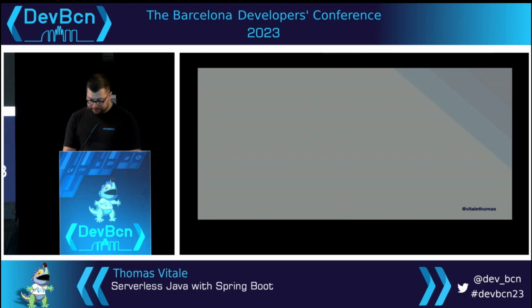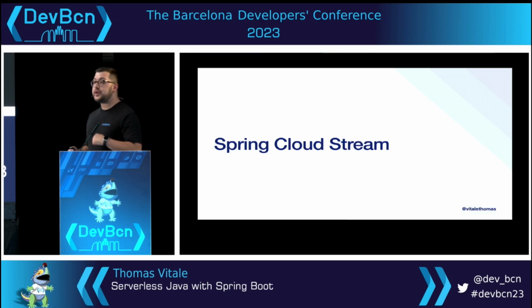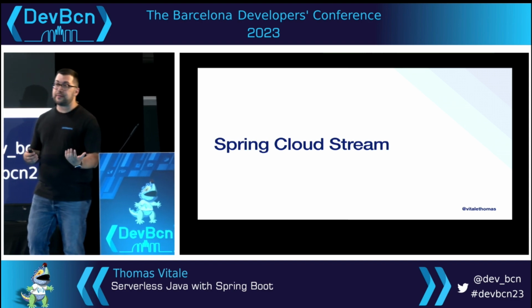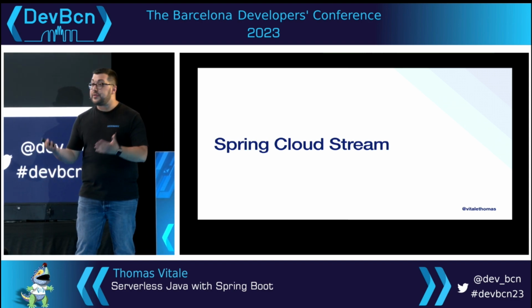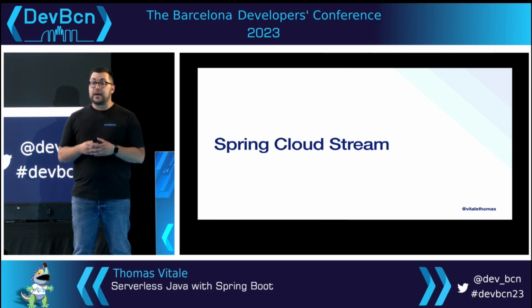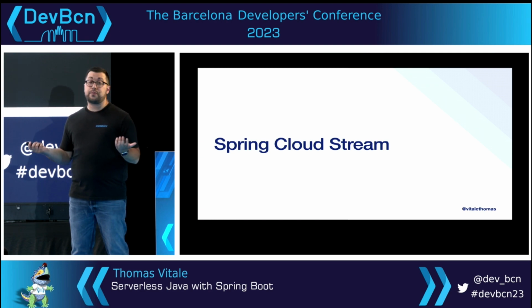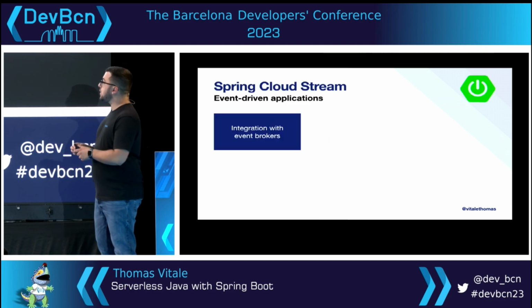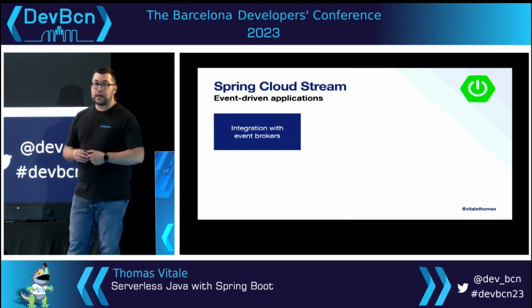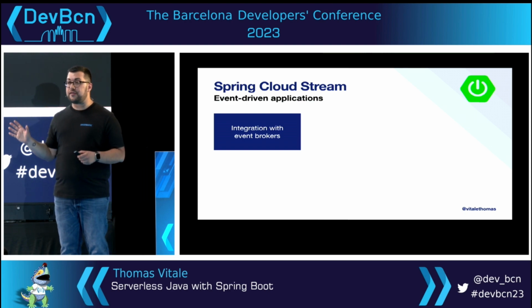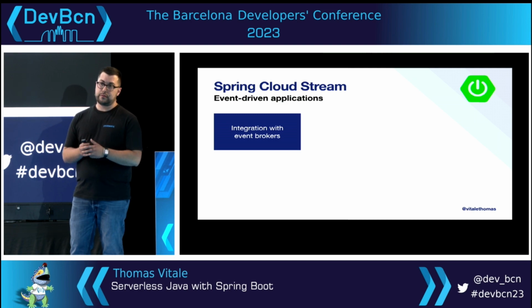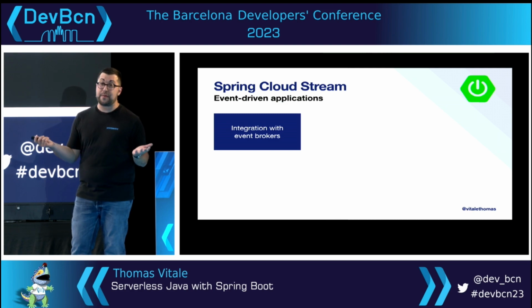So Spring Cloud Stream works on top of Spring Cloud Function and allows us to integrate our functions with different message queues, not only RabbitMQ or Kafka, but also message queues provided by cloud providers, like on AWS, on Azure. There are different adapters in the community. And what we get is integration with event brokers. This is, in general, for event-driven applications, so it doesn't have to be a serverless use case. We can use it for standard event-driven applications.